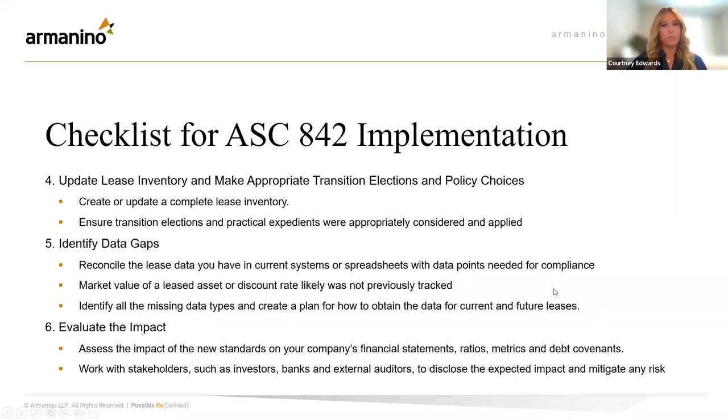The next one would be updating your lease inventory and making the appropriate transitional elections and policy choices. Once you have collected all your leases, you have all your lease documents, including embedded leases, the next step would be creating or updating a complete list of inventory. This is really a one repository go-to place where you can see lease type, all the leases that you have. It's one document or one software place that you have this.